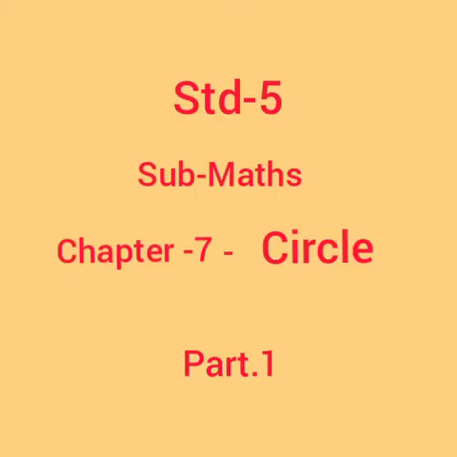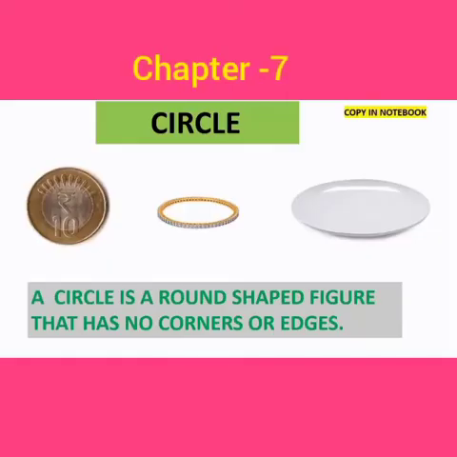Today we are going to learn our new chapter of maths, chapter number 7, circle. Observe, what is this? This is a coin, a bangle, a plate. You see all the three objects are round in shape. There is no corner and no edges. The entire circle can be seen round. Such objects which are round in shape, which do not have edges or corners, are called circular shape.